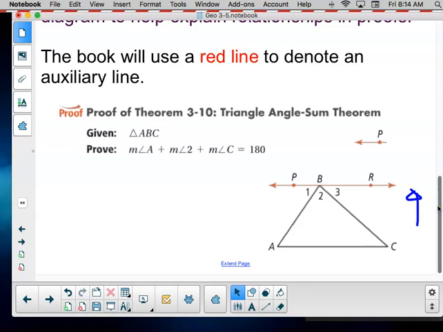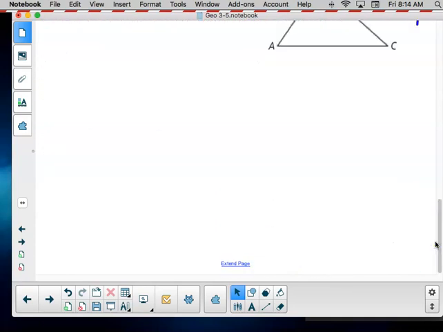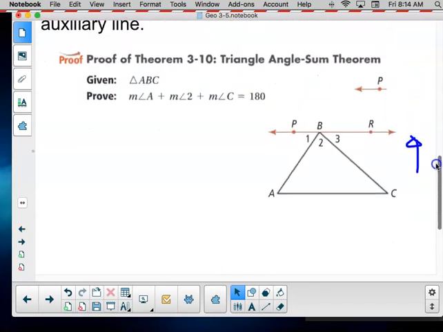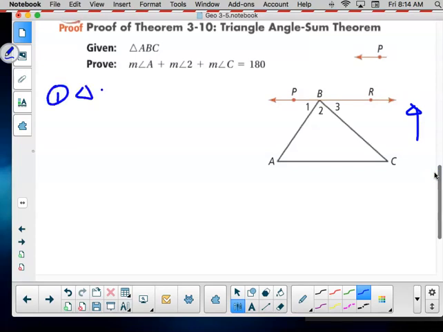If I look this over, let me bring that down. There we go, got some extra space. And our proof of the triangle angle sum theorem. Well, the first thing is my given. So 1, triangle ABC is given. Now, keeping in mind that triangle ABC is given, what I'm trying to show is that the measure of angle A, angle 2, and angle C are 180 degrees.